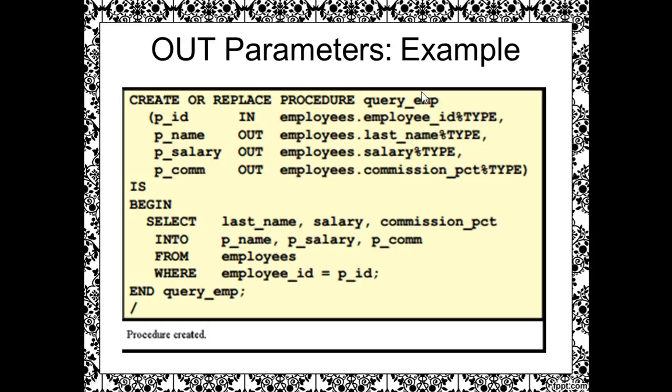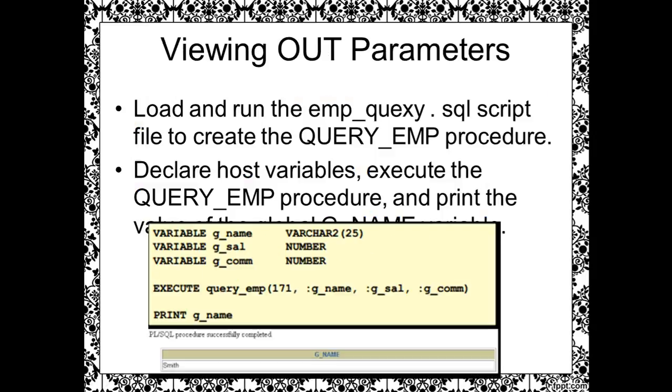The OUT parameter example is: create or replace procedure query_emp (p_id IN employees.employee_id%TYPE, p_name OUT employees.last_name%TYPE, p_salary OUT employees.salary%TYPE, p_com OUT employees.commission_pct%TYPE) is begin select last_name, salary, commission_pct into p_name, p_salary, and p_com from employees where employee_id = p_id; end query_emp.